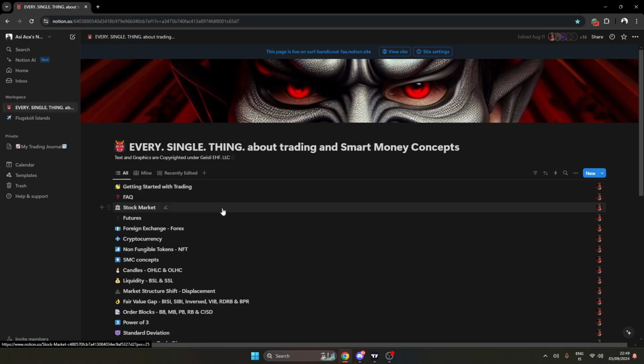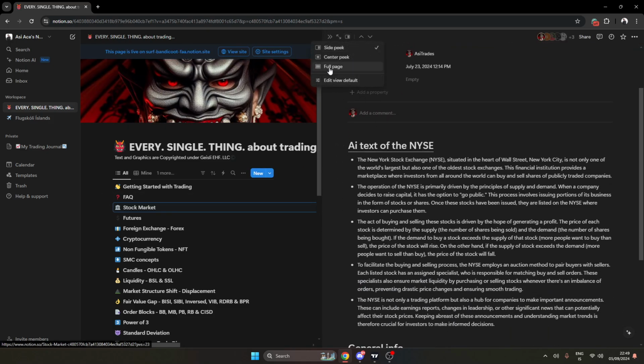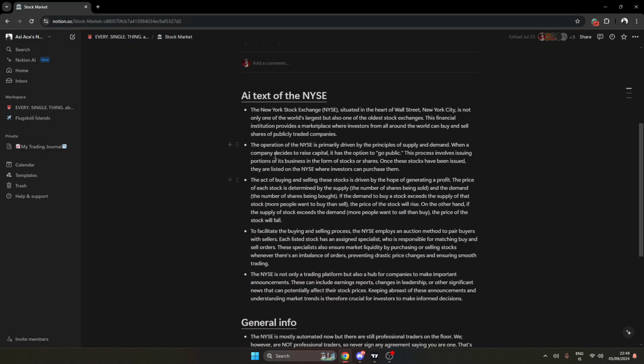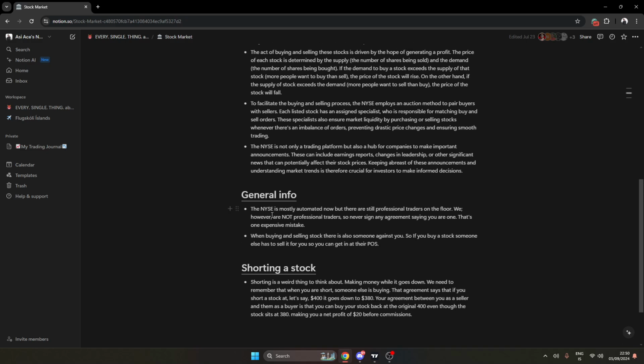All right, next up. This is the AI text of the New York Stock Exchange. I will not be reading this. I will be reading this. The New York Stock Exchange is mostly automated now, but there are still professional traders on the floor. We, however, are not professional traders, so never sign any agreements saying you are one.